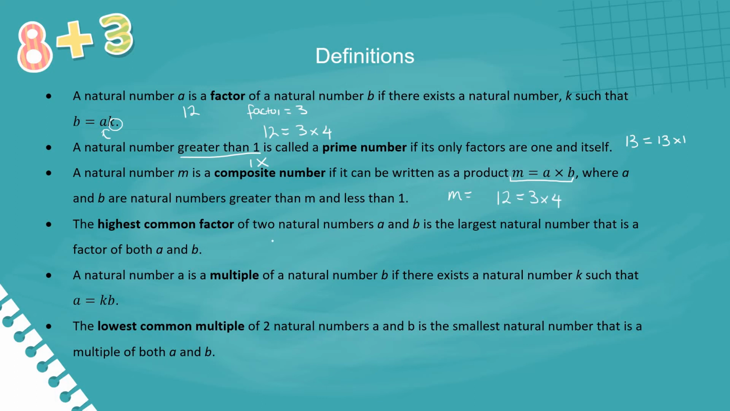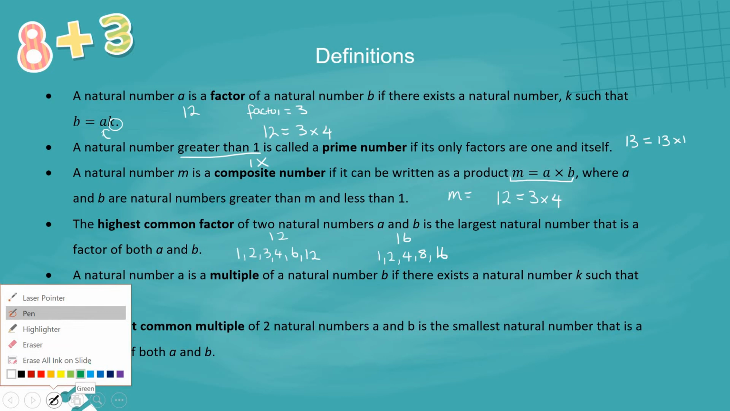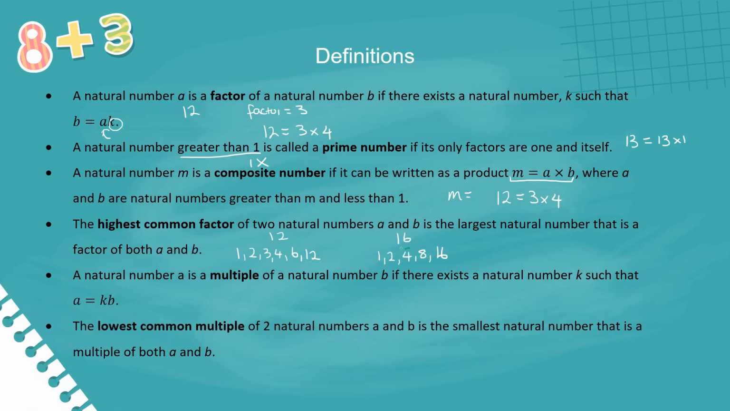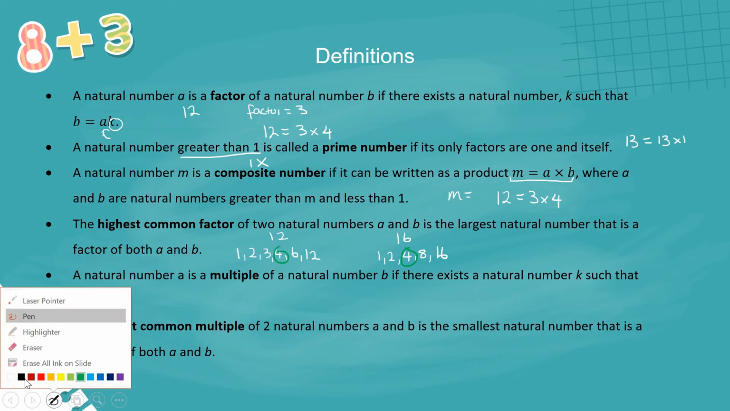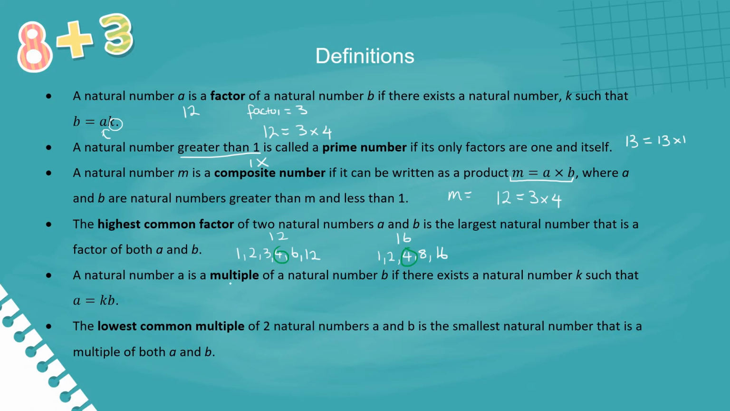The highest common factor of two natural numbers is the largest number that is a factor of both A and B. So if I had the number 12, the factors, the numbers I can multiply to get 12, are 1, 2, 3, 4, 6, and 12. For the number 16, the factors are 1, 2, 4, 8, and 16. The biggest number common to both of them is the number 4. So that means that our highest common factor would be 4. And I know these are all terms that are familiar to you.